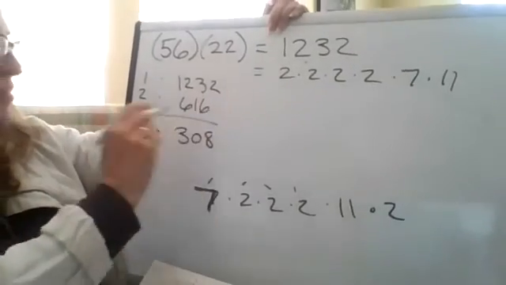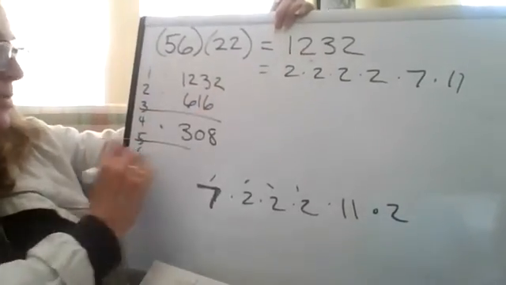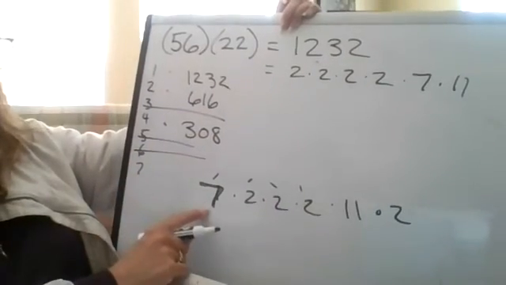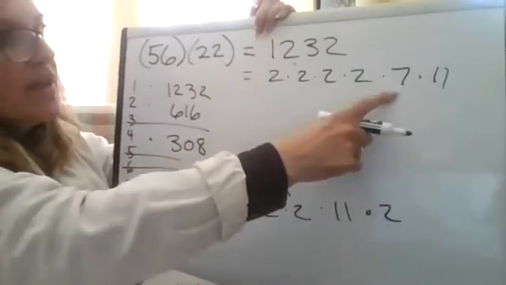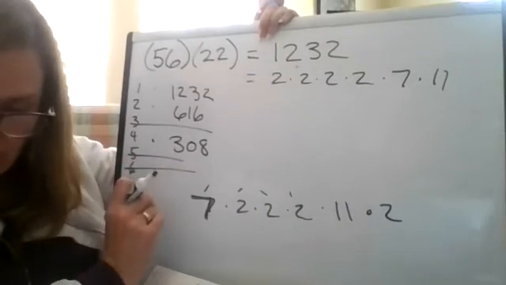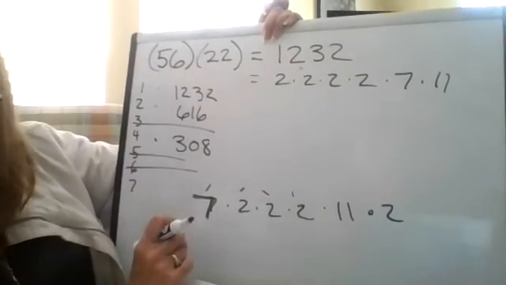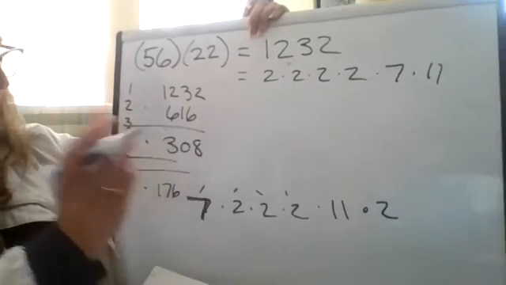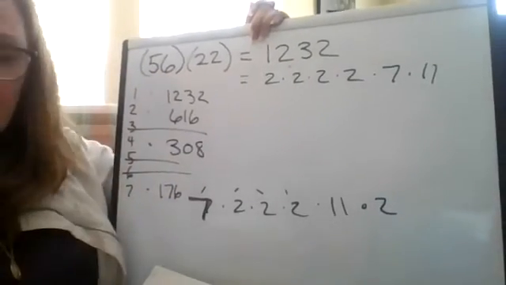Does 5 go into this number? No. Does 6 go into this number? No, because there's no 3 in it ever. How about 7? We know 7 goes in. So pull the 7 out. I'm left with this, which is 16 times 11. And 16 times 11, what is that? 176. Okay, you get the idea.